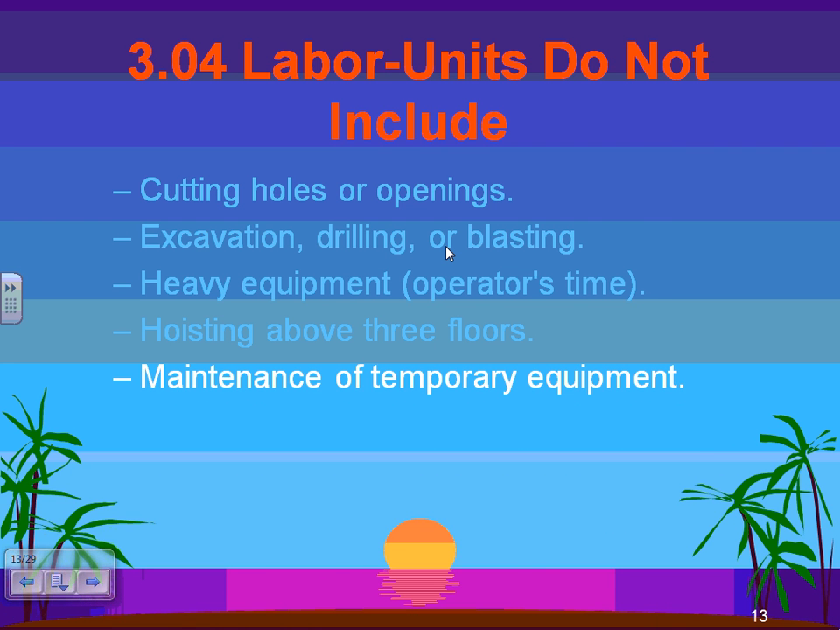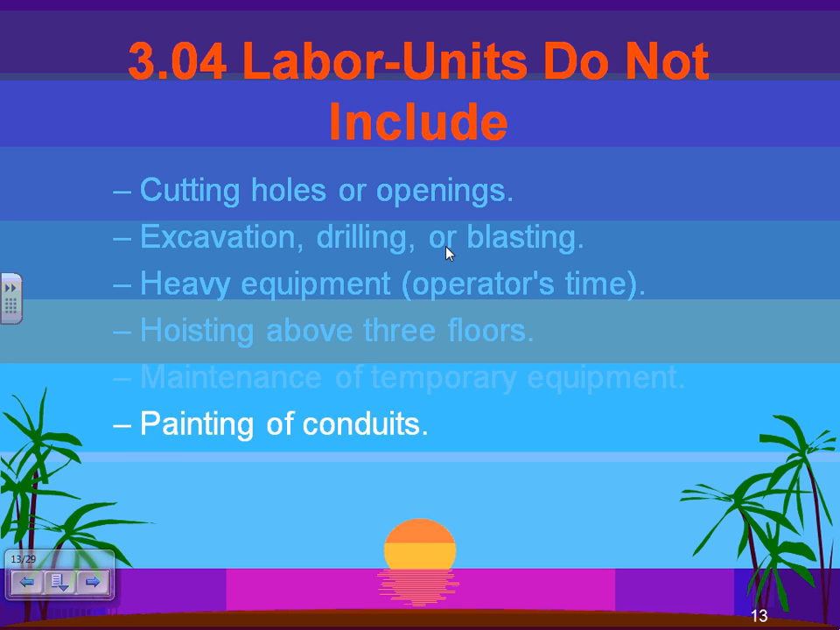Also not included is maintenance of temporary equipment. If you have to do some maintenance on that, that's extra. You can also add painting of conduits. If you have to paint conduits, we care. Most of the time, you put the conduit in. But what if you paint them to identify them based on emergency system, legally required standby system, normal system, and so forth? Somebody has to paint them unless you buy them painted. Testing or welding, if you have to do some welding and testing, not included.